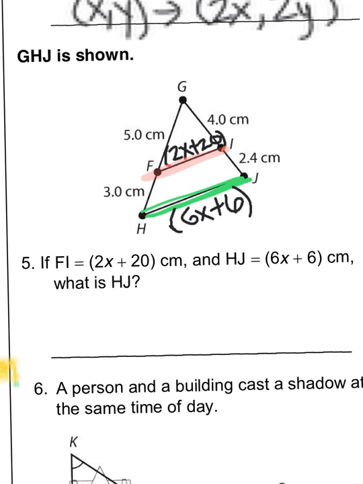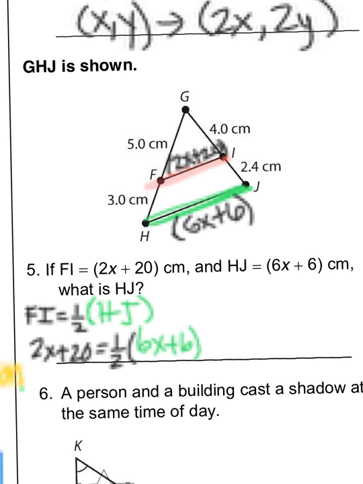The segment marked in red is actually half the size of the segment marked in green. That means that FI is equal to half the size of HJ. If we substitute the numbers, we'll be able to solve this equation. This means that if I take FI, which is 2x plus 20, I can substitute it here. If I know HJ is equal to 6x plus 6, then I can substitute it in for HJ, and this is what that looks like. Once you've set up the equation, you can solve the equation.